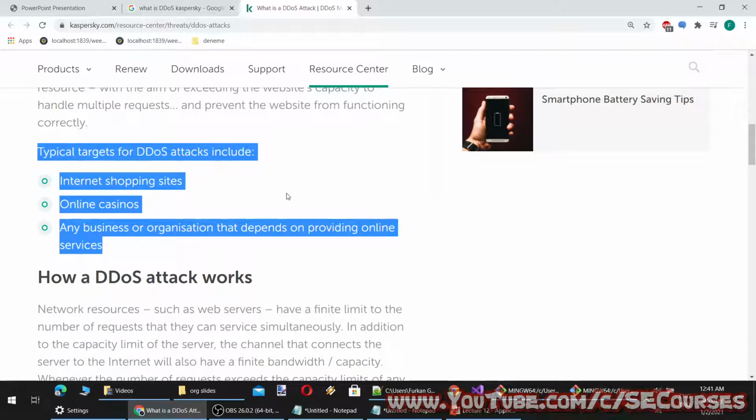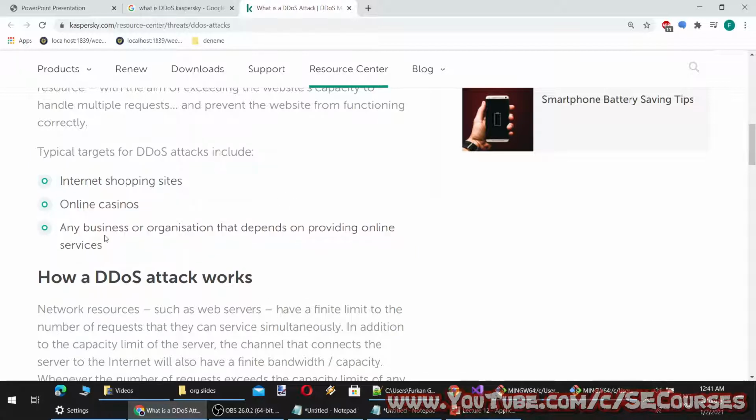Typical targets for DDoS attacks include internet shopping sites, online casinos, any business or organization that depends on providing online services. Okay, another bad side of DDoS attack is that it is impossible to prevent unless you pay a lot of money to get a lot of bandwidth or computer power. Because paying extra money for extra bandwidth and computing power is expensive, and if you don't need it, if you don't have that many users, that many clients, it is a waste of money. Therefore, you cannot take precaution against DDoS unless you pay extra money for the services, which would reduce your income and make you lose money, because it is impossible to prevent it.